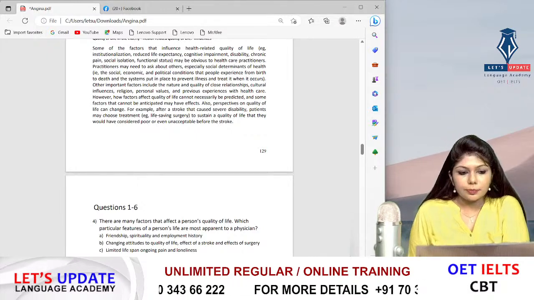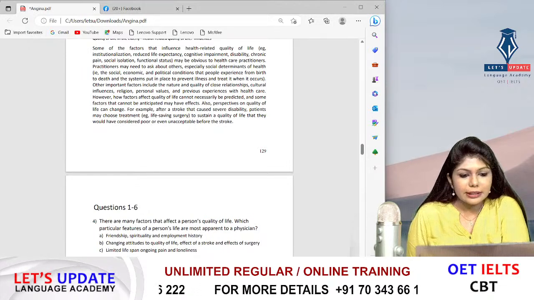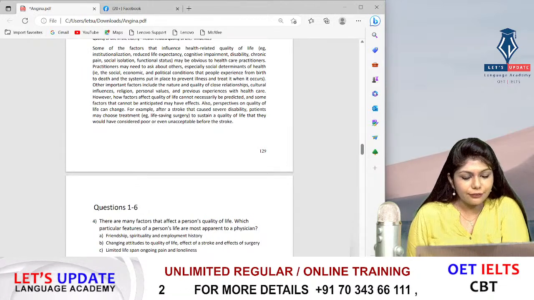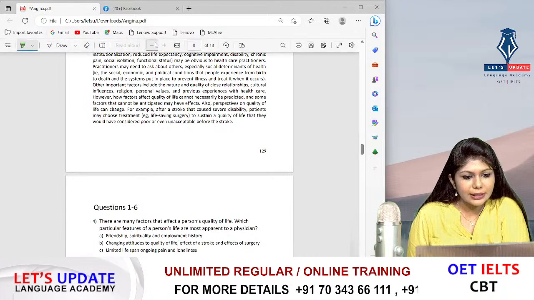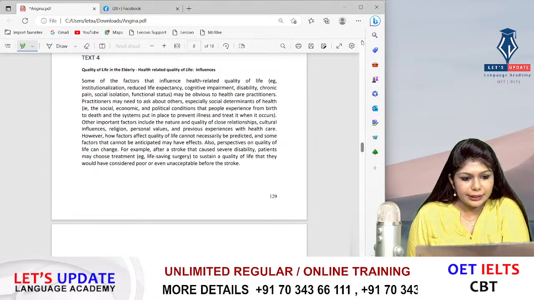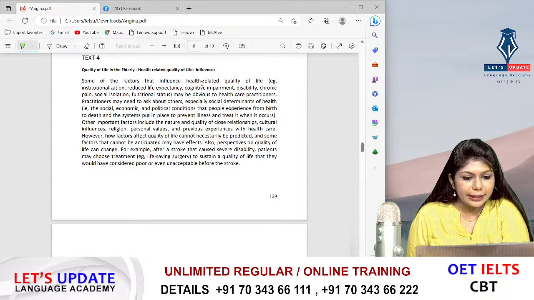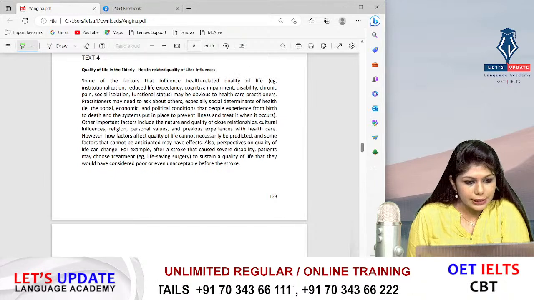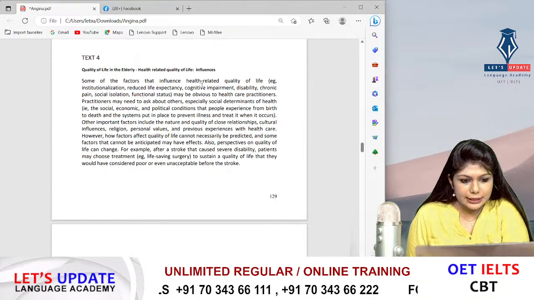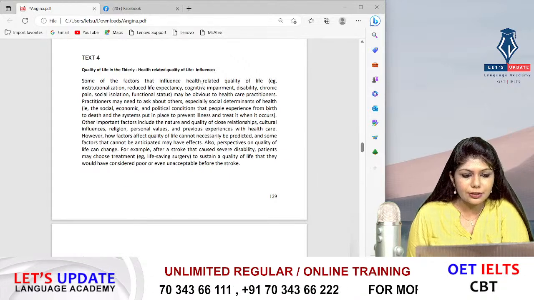Okay, so now we'll read the extract together. Some of the factors that influence health related quality of life. I'll just zoom it a bit so that you can read it well. Some of the factors that influence health related quality of life: institutionalism, reduced life expectancy, cognitive impairment, disability, chronic pain, social isolation, functional status.